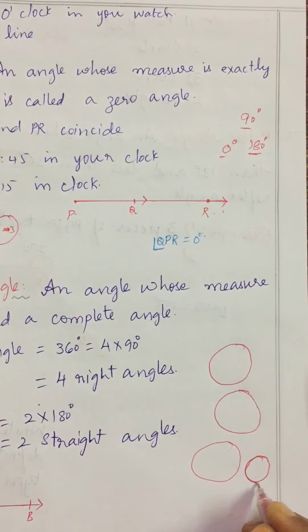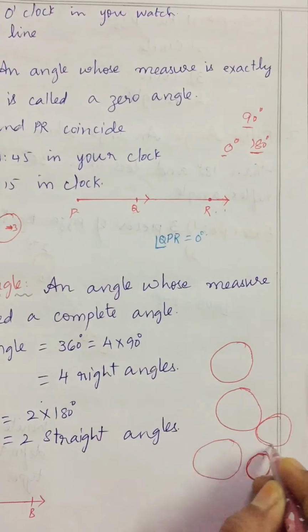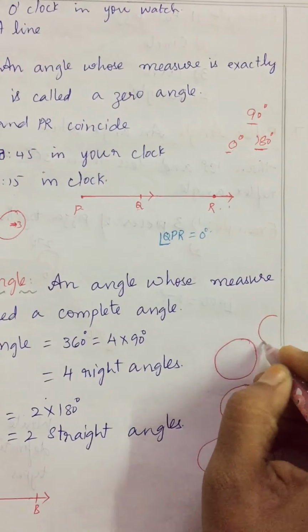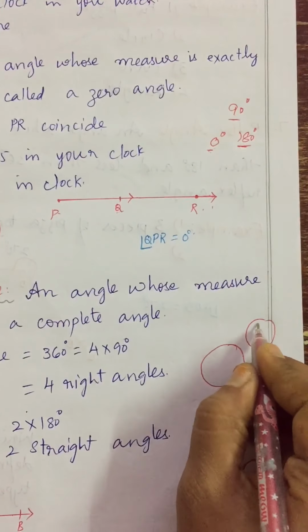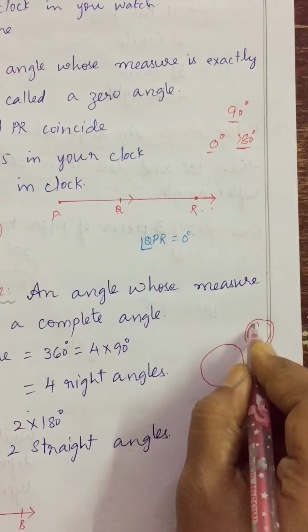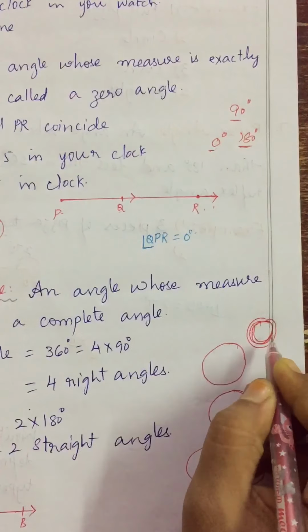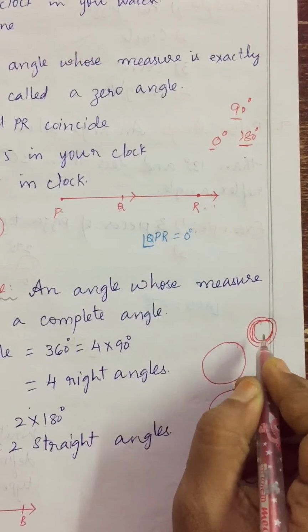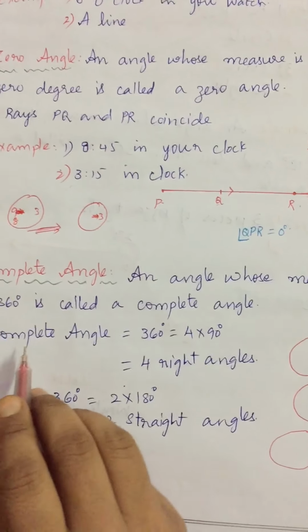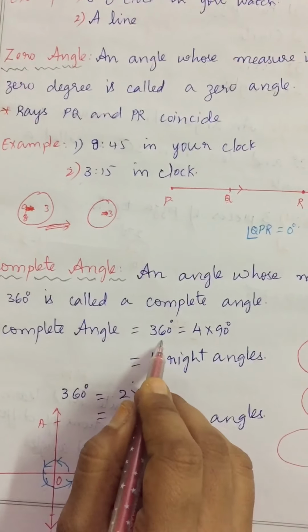It is also making a complete rotation. It should move in one direction. Like if you take the example of your clock, start from 1 and end at 12, correct? It rotates like this, and that is nothing but one complete angle. Clear children? Now one complete angle is nothing but 360 degrees.